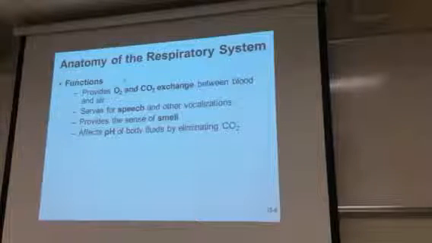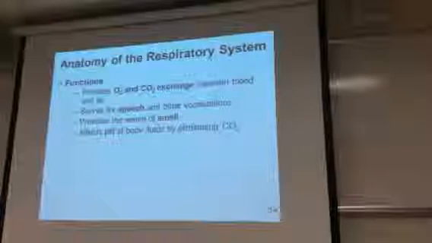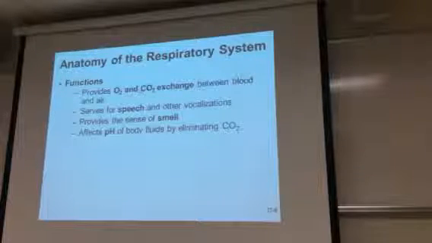What is the function of the respiratory system, which means what is it used for? The function of the respiratory system is to provide O2 and CO2 exchange between the blood and the air. Okay, our body needs O2, but it needs to get rid of CO2. Also, respiration allows us to speak, to vocalize our words. Also, it helps with the sense of smell.